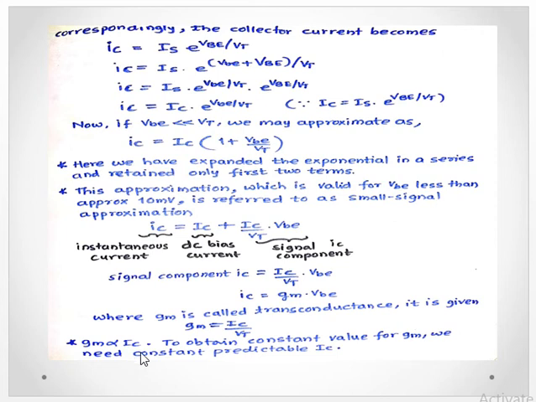gm is directly proportional to IC. To obtain a constant value for gm, we need a constant, predictable IC. The IC value should be constant.